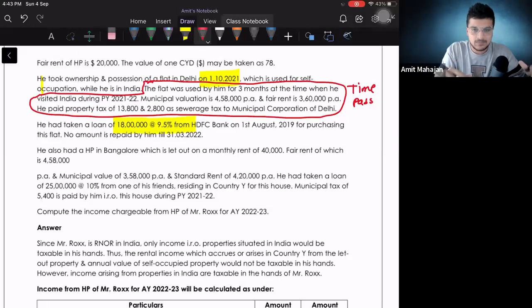After identifying the timeline, can you tell me what can be the interest which he can take as a deduction? Try a little, it's okay if you go wrong, no problem. Simplify the data a little: what is the pre-construction period, starting from which date, ending on which date. Once you identify the period, it will be easy for you to identify the interest.